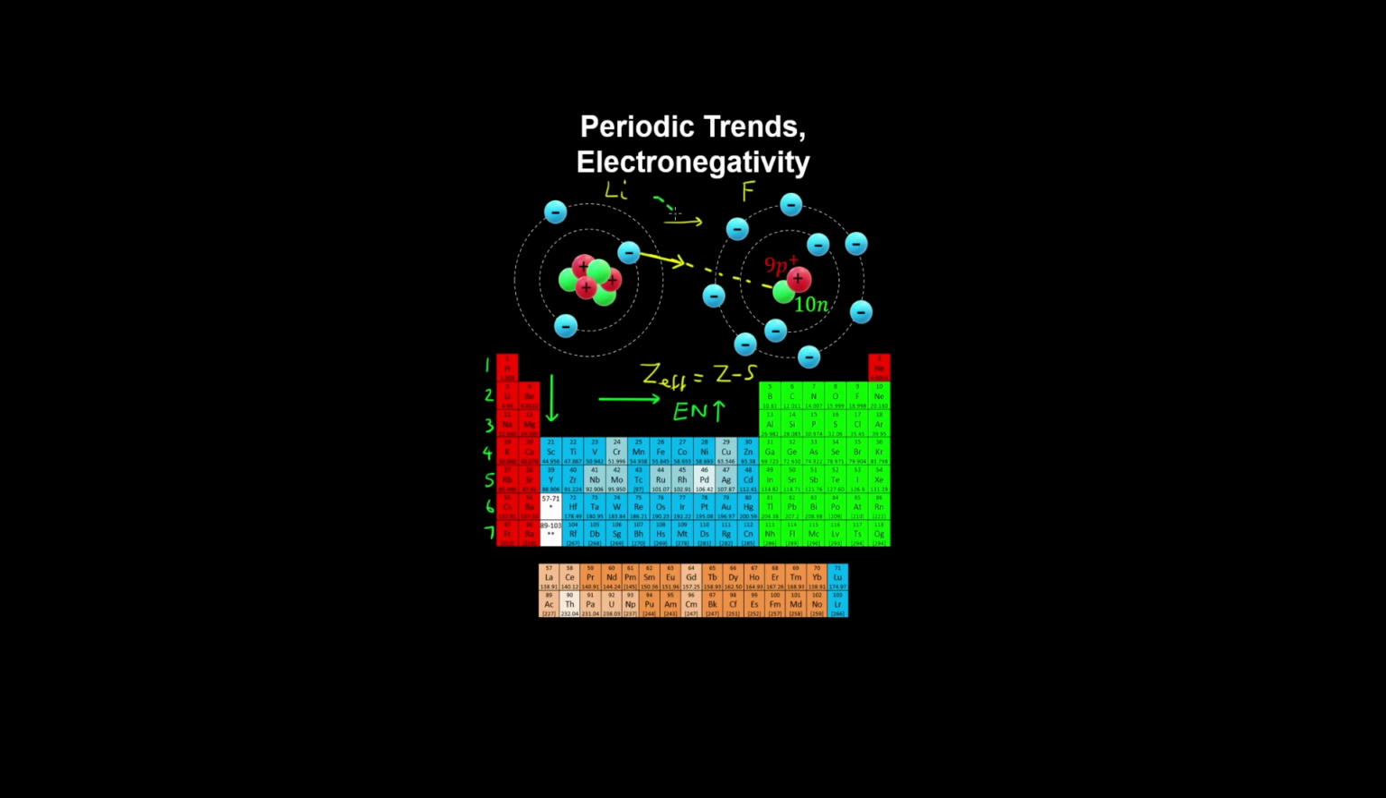additional shells get added to the atom, and therefore you have more shielding electrons that reduce the effective nuclear charge of the nucleus, and therefore its capability of attracting an electron from another atom. So therefore the electronegativity decreases as we move down the periodic table.